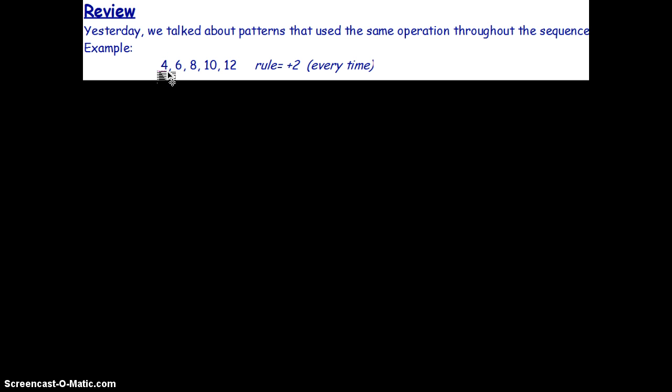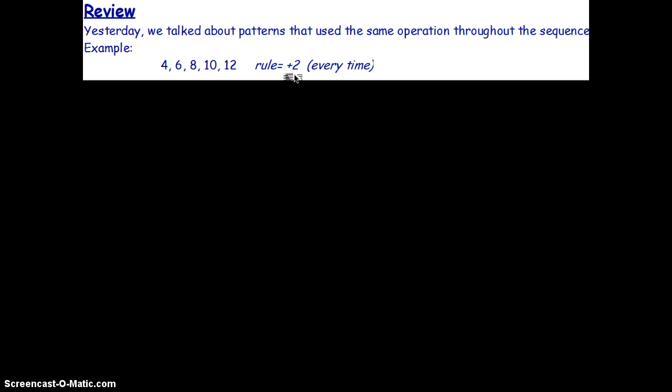remember our rule is number 1, we have to decide if it's increasing or decreasing. Well, I know it's increasing. And then I have to figure out how much it's increasing with each step. So from 4 to 6 I can add 2, from 6 to 8 I can add 2, from 8 to 10 I can add 2, and so on and so forth. So I know that my rule is I want to add 2 every time.